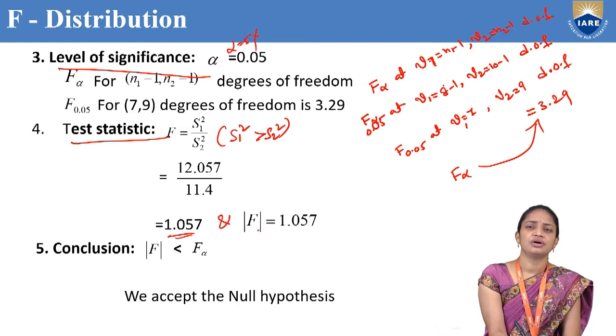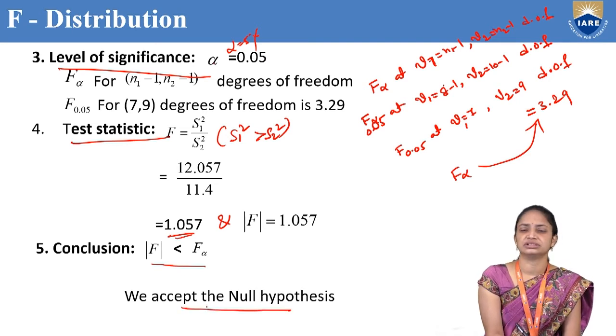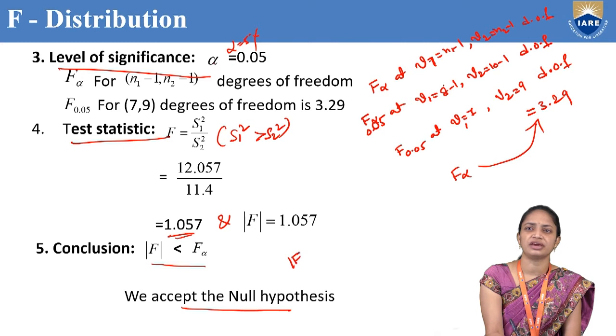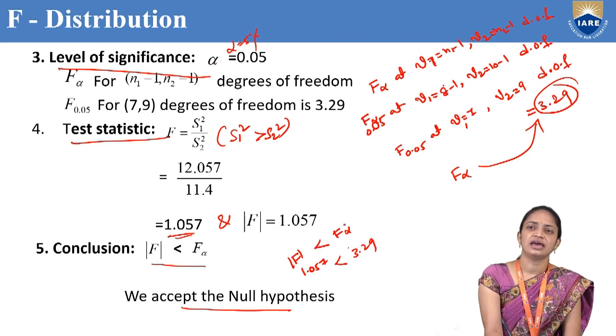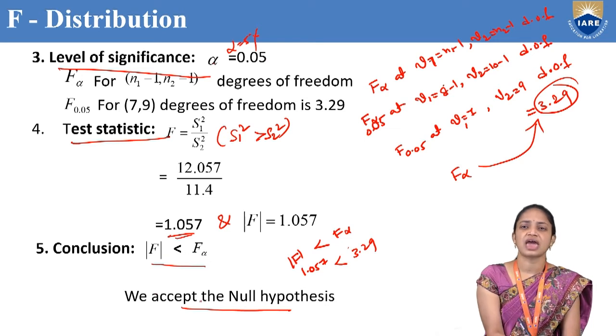After that we need to write mod F, that is 1.057. If mod F is less than F alpha, we accept the null hypothesis. Here mod F equal to 1.057 and F alpha value is 3.29. So 1.057 is less than 3.29, so mod F is less than F alpha. So the calculated value is less than the tabulated value. If the calculated value is less than the tabulated value, then we accept the null hypothesis.